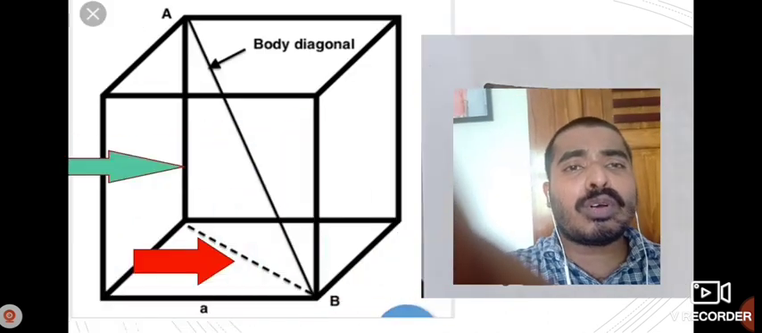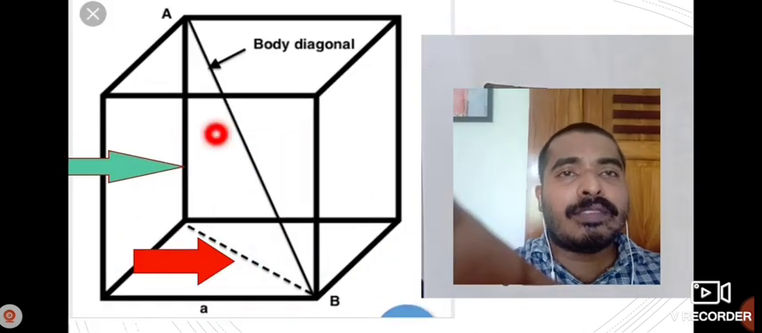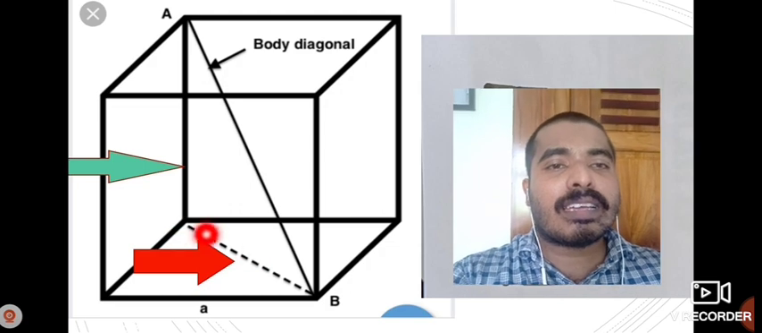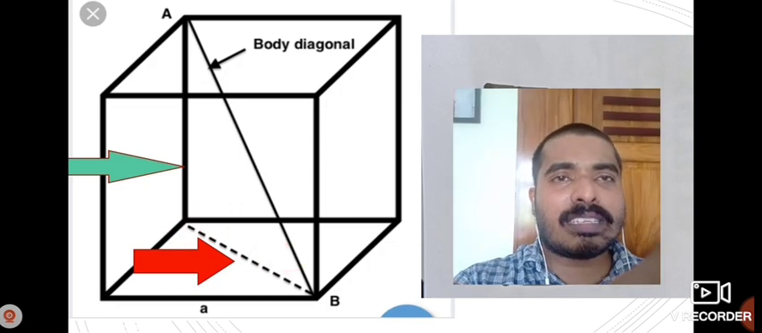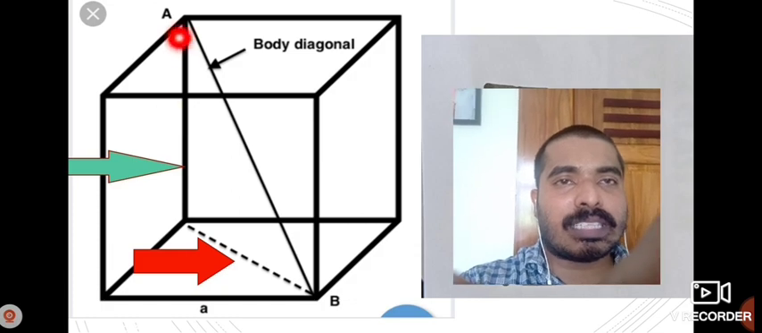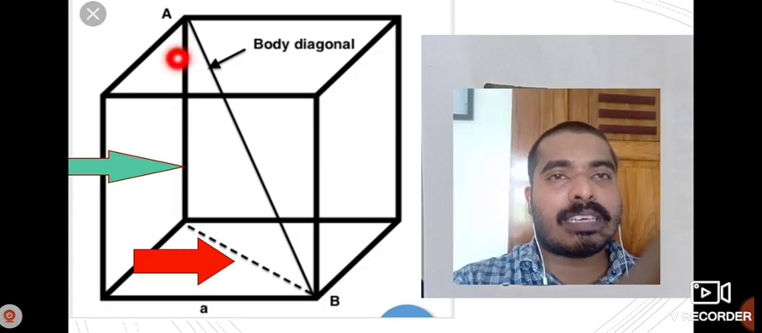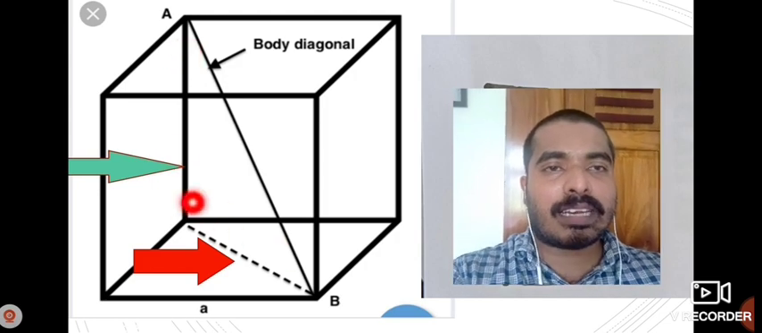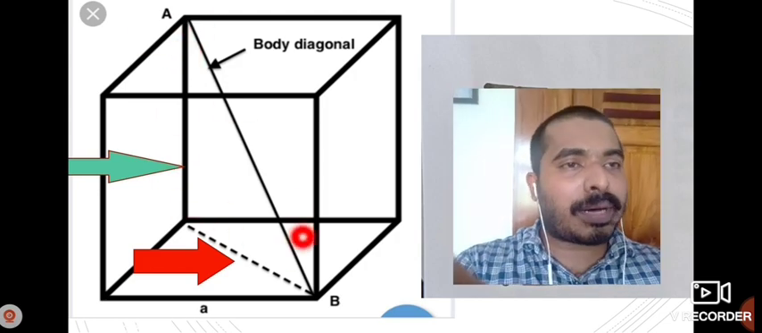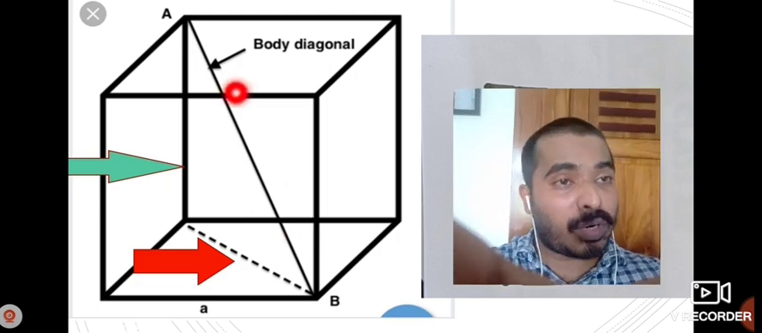Now the simple logic is, we are having a face diagonal. You can see a face diagonal. Here there is an edge length. This one is edge length, indicated by the green arrow mark. This one is edge length a. This one is face diagonal. This one is body diagonal. Particularly the body center is present on the body diagonal.